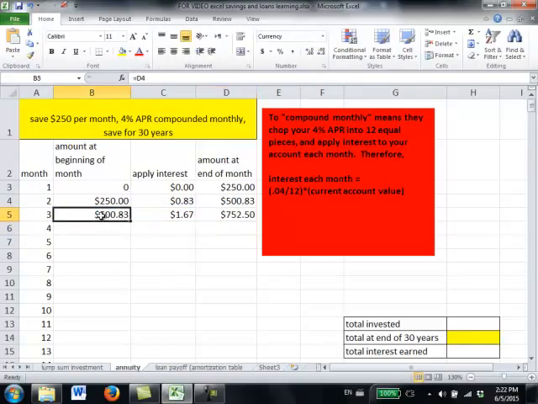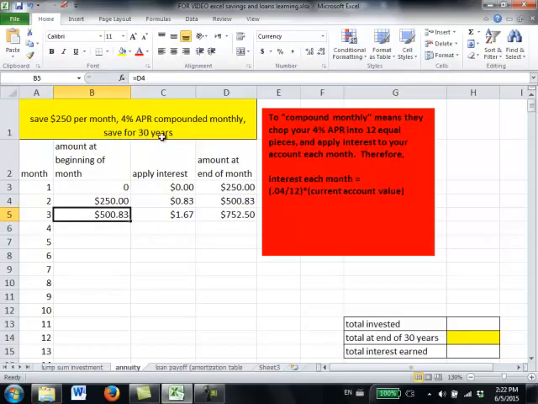Column B, the cell always equals the previous month's end of month value. Column C always equals 0.04 divided by 12 times the cell in column B. And column D always equals the amount at the beginning of the month, column B, plus the interest amount, column C, plus another $250. So it's always the same formula. So I'm just going to go ahead and drag this formula down.